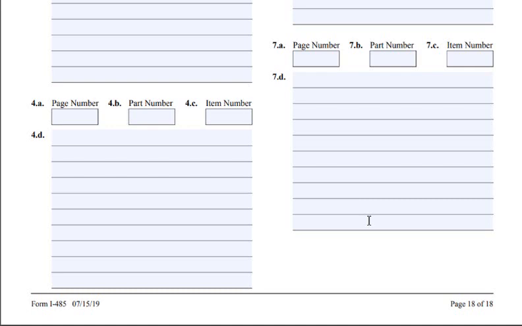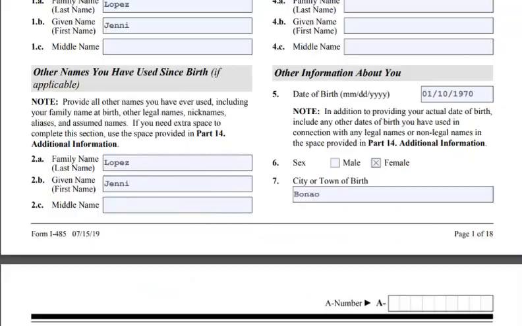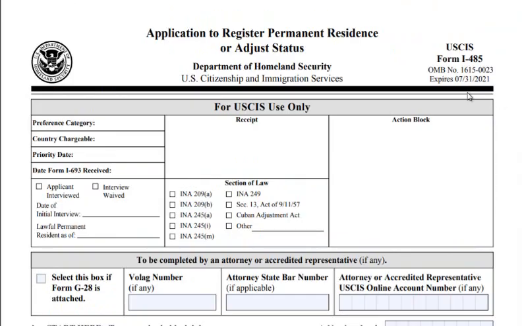Be aware of the filing fee. They usually change from time to time. Also the expiration date for the form. As you can see in this form, the expiration is July 31, 2021. So always get your form from uscis.gov. Also, uscis.gov always makes updates to filing fees and forms.